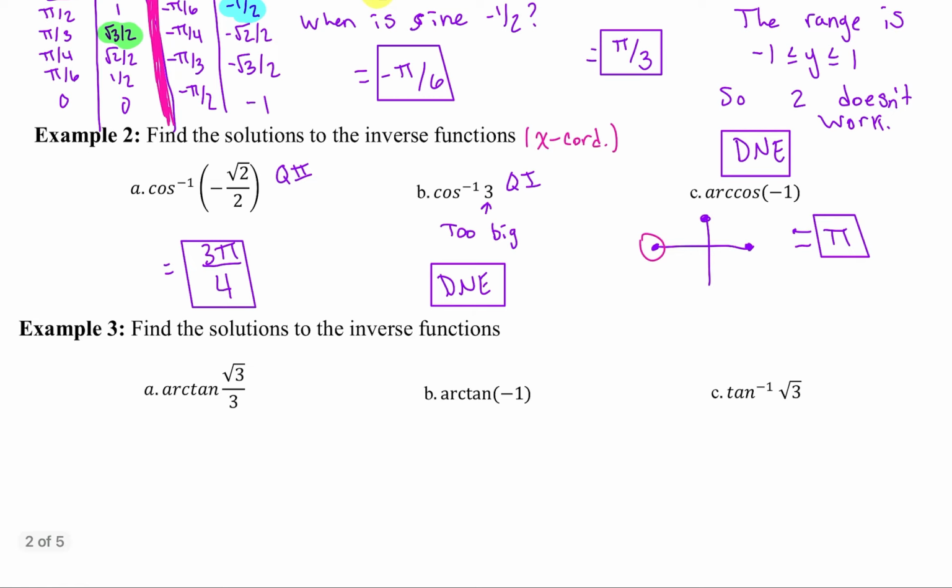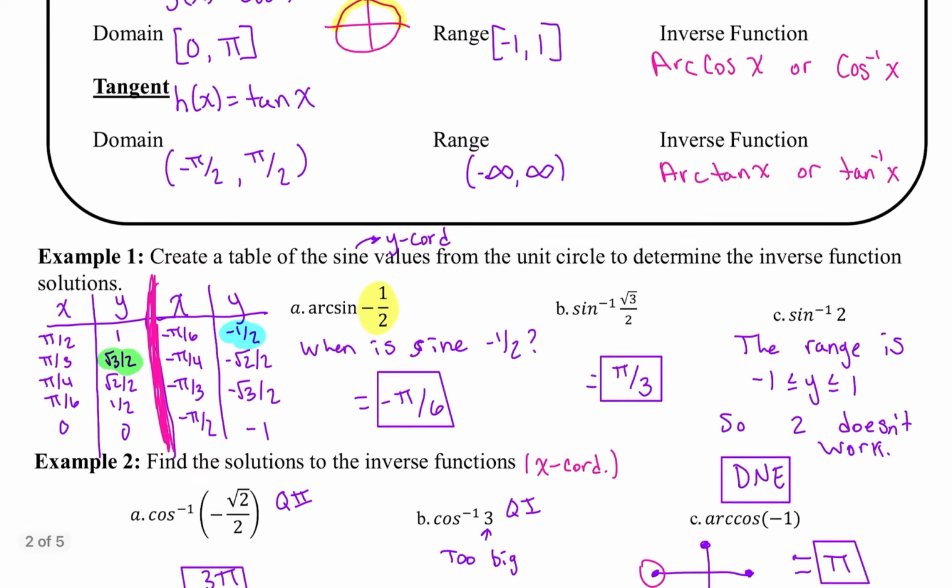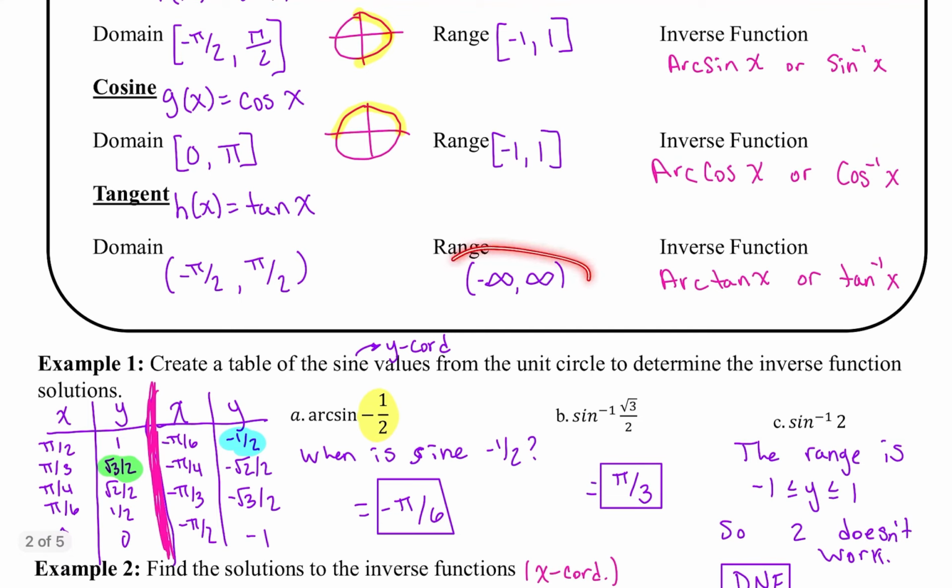All right, and example 3 takes us to that last trig function, which is focusing on using tangent. Tangent is a little bit different in the sense that there will never be a does not exist because we said that the range of tangent is negative infinity to infinity. So there's always a solution for tangent, which makes it a little bit trickier that we can't ever just eliminate them.